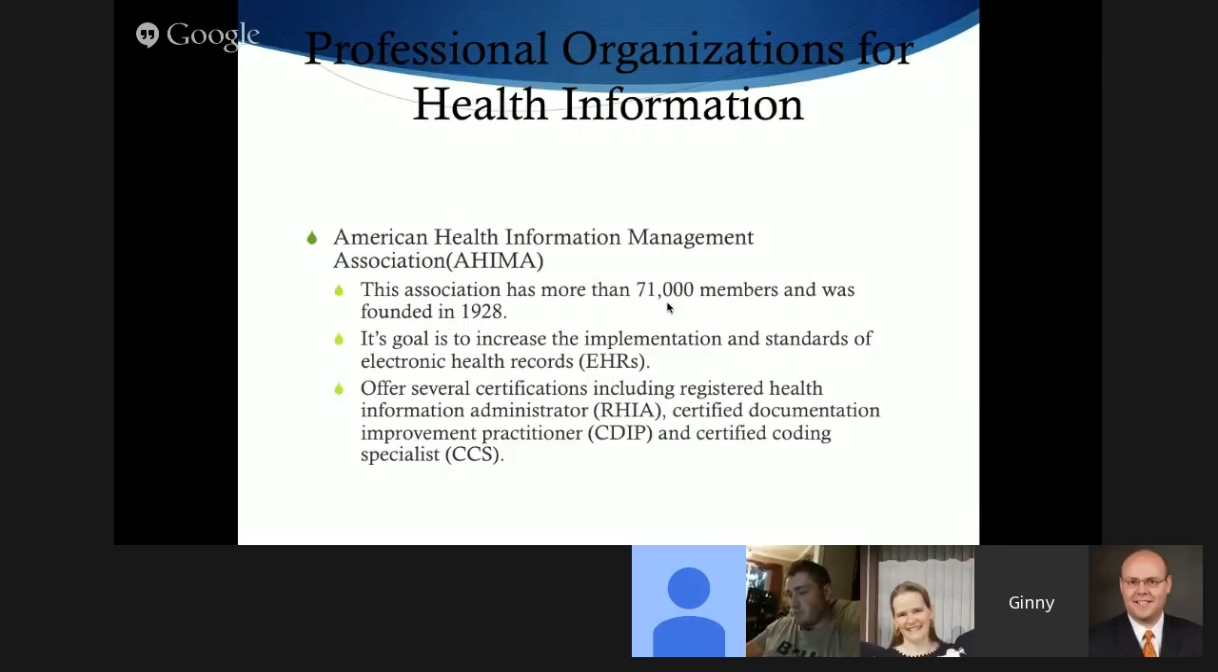American Health Information Management Association. This association currently has more than 71,000 members and was founded in 1928. Its goal is to increase the implementation and standards of electronic health records, and they offer several certifications including Registered Health Information Administrator, Certified Documentation Improvement Practitioner, and Certified Coding Specialist.